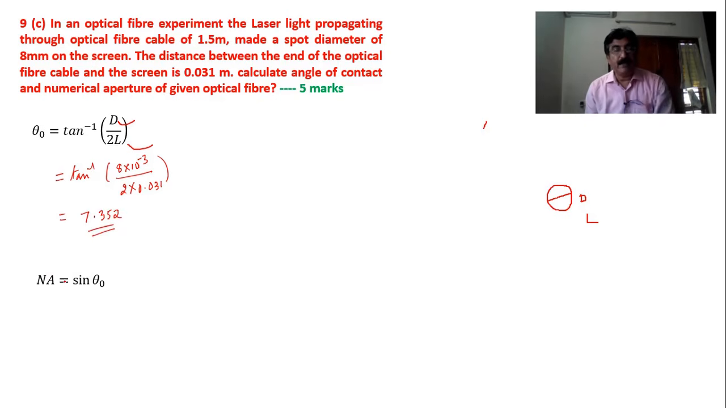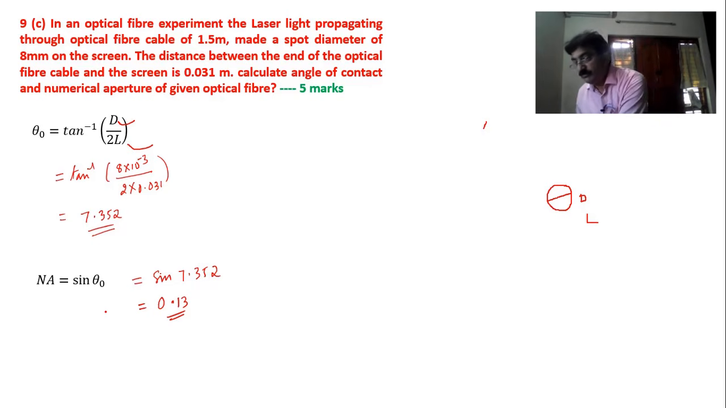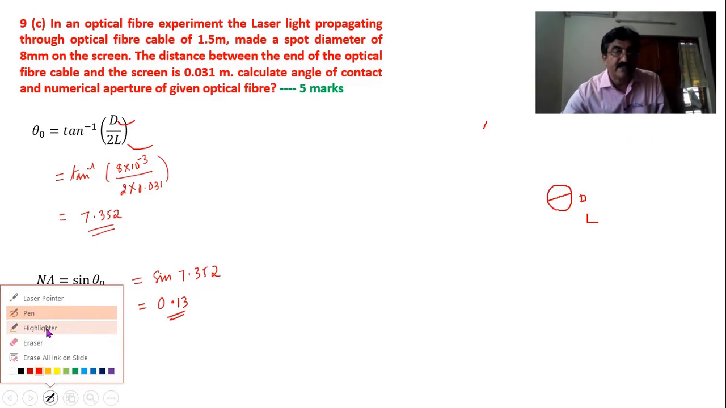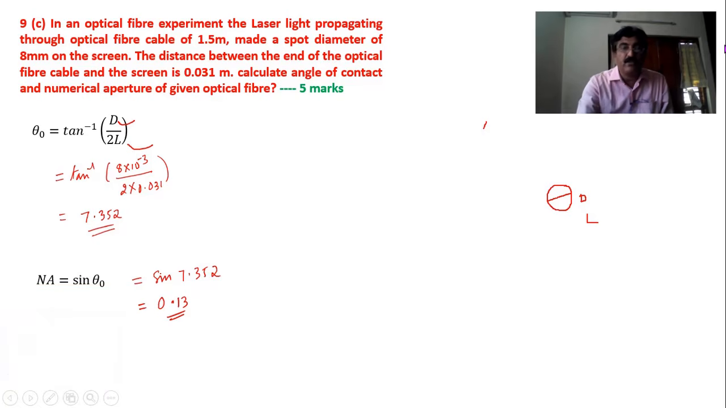Next, numerical aperture. Numerical aperture is equal to sine of theta naught, that is sine of 7.352. Taking the sine of this, it comes out to be 0.13. Very small numerical aperture. The maximum value of numerical aperture is 1, the minimum is 0. So what is the meaning of numerical aperture? It is nothing but the light gathering capacity of the optical fiber. All these details you know from optical fiber; I think I explained all these things. Well, let us move on to the next question.